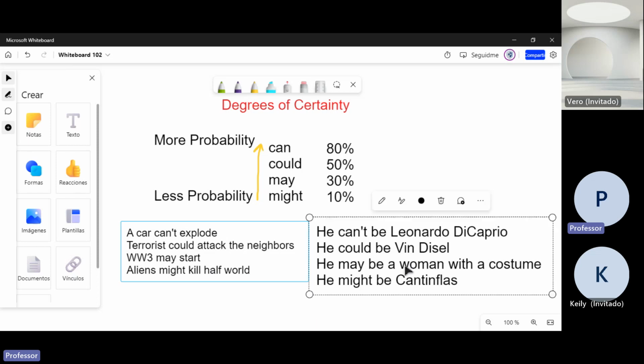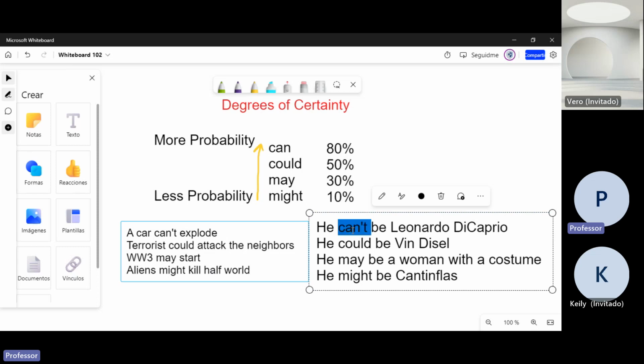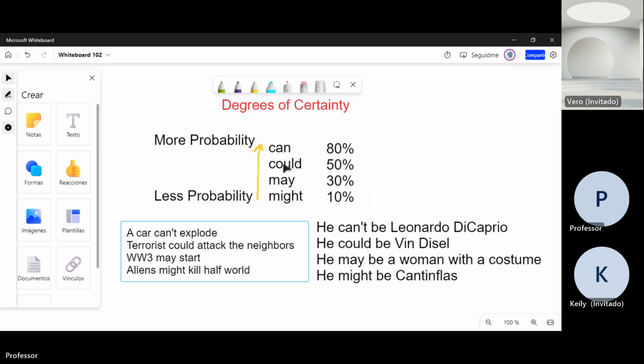So as you can see here, one more time, we're using the modal verbs to express probability in the present. Can't be, could be, might be, etc. But we are expressing this probability according to the modal verbs that we're using. Okay. Questions here?